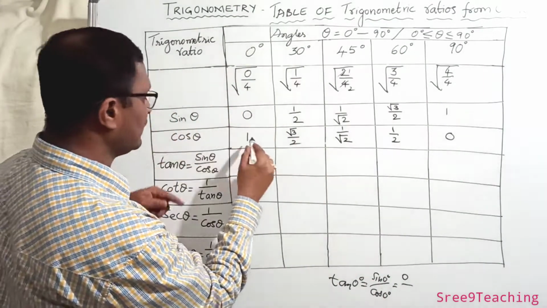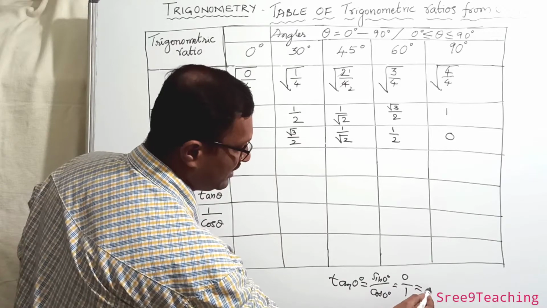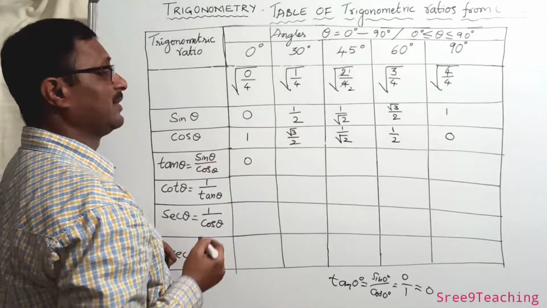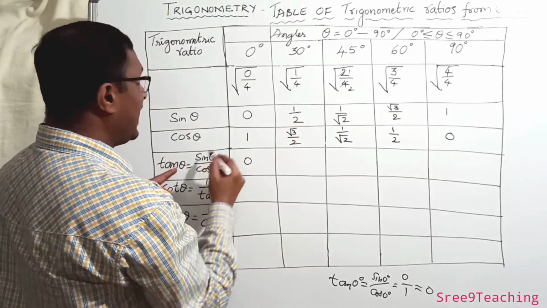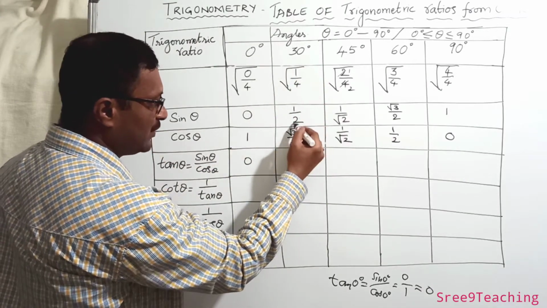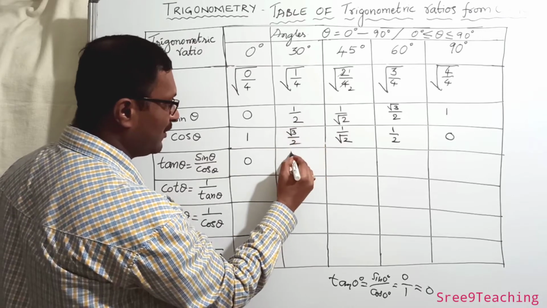Sin 0 is 0, cos 0 is 1. So 0 by 1 is 0. Hence we got 0. And tan 30 degrees is sin 30 degrees by cos 30 degrees, this by this, the 2s get cancelled, then it will be 1 by root 3.